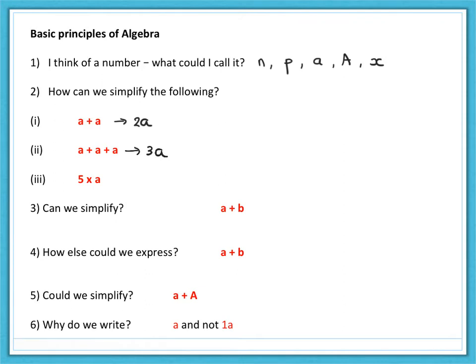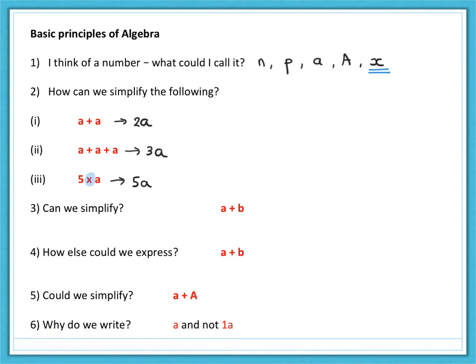It's important that we write the number first: 3 lots of A, 2 lots of A. We never write A2 or A3. So here we have 5 lots of A, and we can simply write that as 5A. You'll notice that we don't write the multiplication sign very often in algebra. Partly it can be confusing, as it can look like an X sometimes when it shouldn't, so we tend to leave out the multiplication symbol.